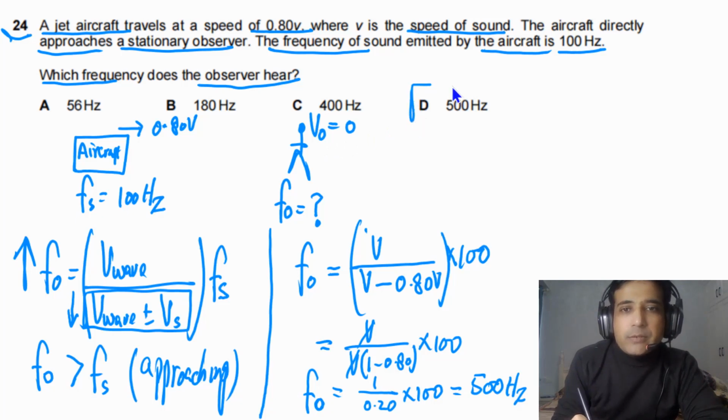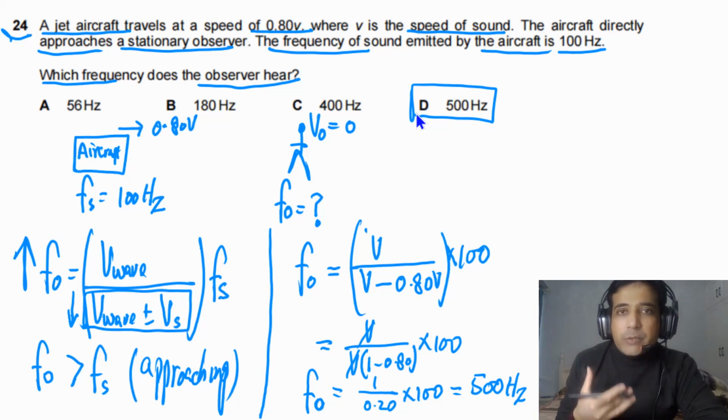So the answer for this one is D. A very straightforward question. I tried to explain it in detail so you can get a feel for how to answer this kind of problem.